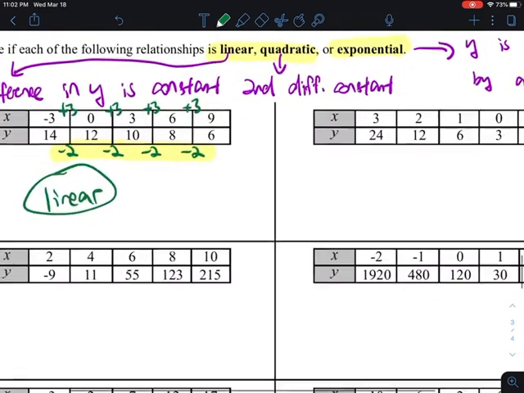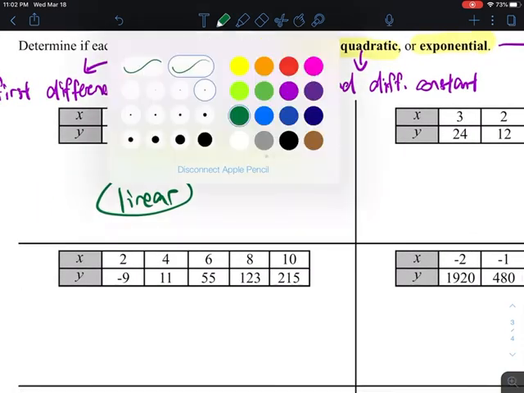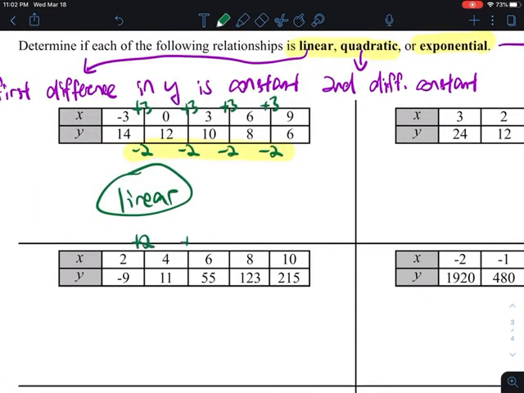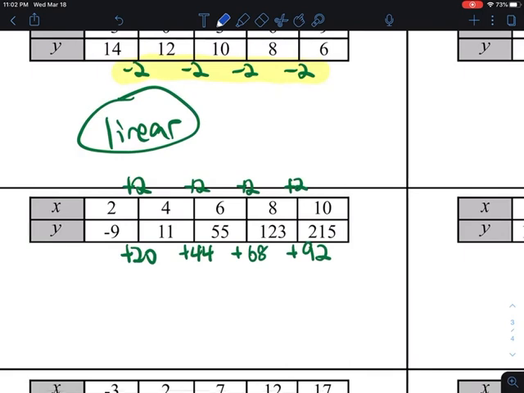And then let's look at the one right below it. We have +2 for the x's. And for the y, this is +20, it looks like. This is 44, this is 68, it looks like. And then finally, I think this is going to be 92. So the first difference we see is not constant. Then let's look at the second difference.